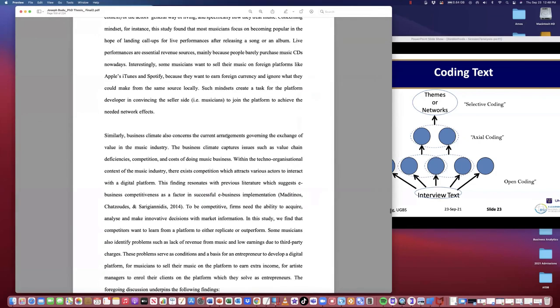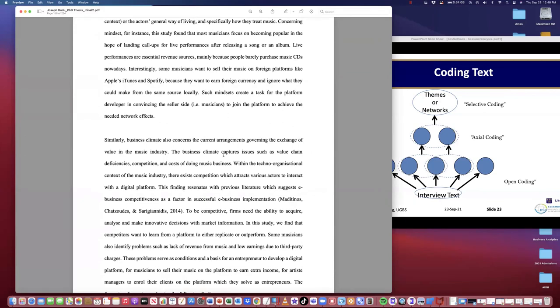The business climate also concerns the current arrangements governing the exchange of music of value in the music industry. The business climate captures issues such as value chain deficiencies, competition, and cost of doing business in the music business. Within the techno-organizational context of the music industry, that means the music industry is full of organizations and technology at the same time. There is this competition which attracts various actors to interact with the digital platform. The finding resonates with previous literature, that is memoing, which suggests e-business competitiveness as a factor in successful e-business implementation.